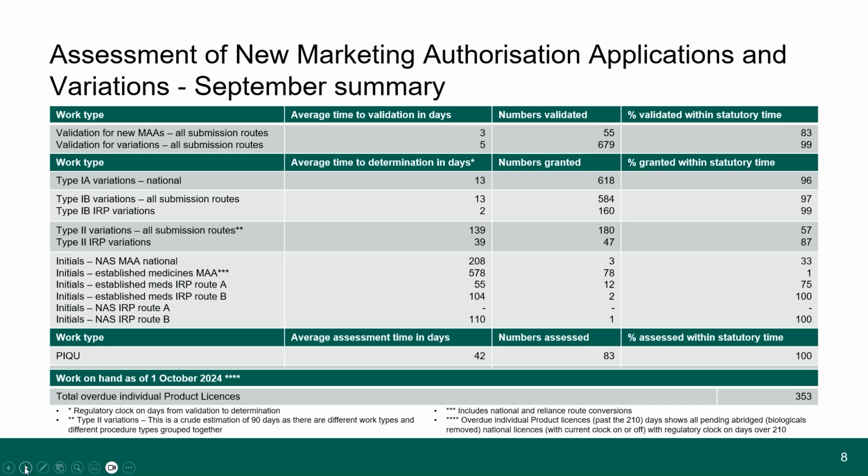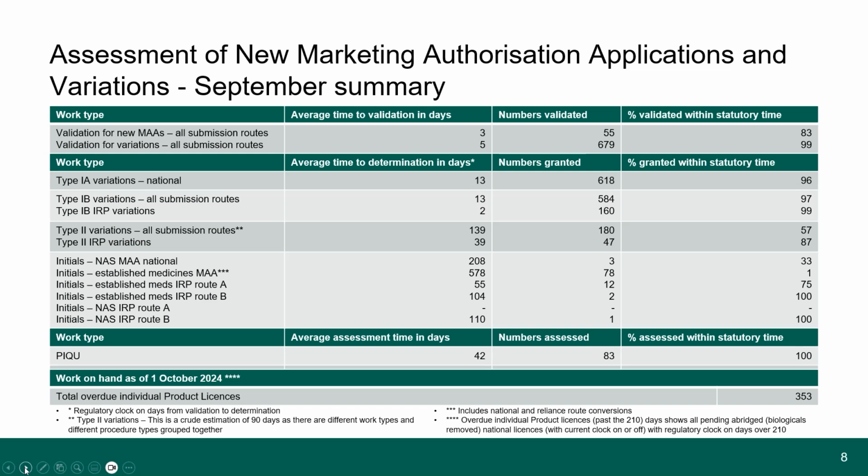But just looking at the variations, we have significantly improved our performance against type 1B variations. Some people will remember the percentage granted within statutory time being significantly lower than that. So now we're operating at 97% within the statutory time, which is well within our KPI. We're handling significant volumes and still delivering this.